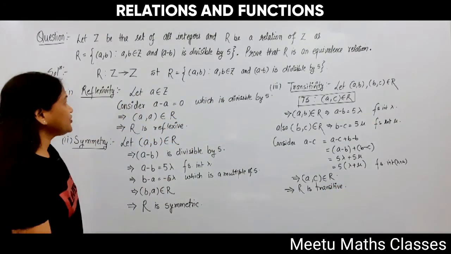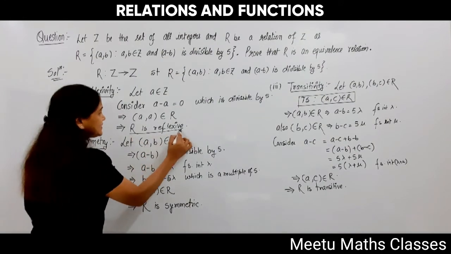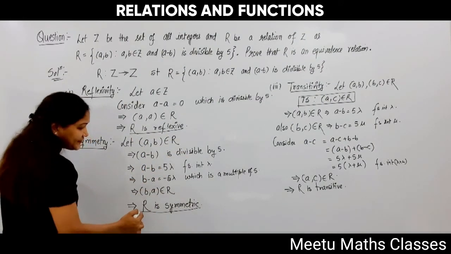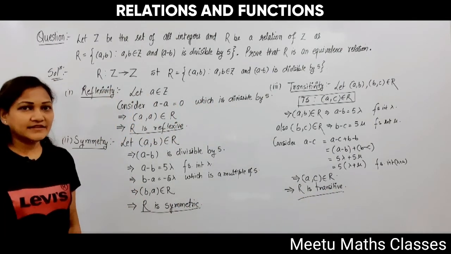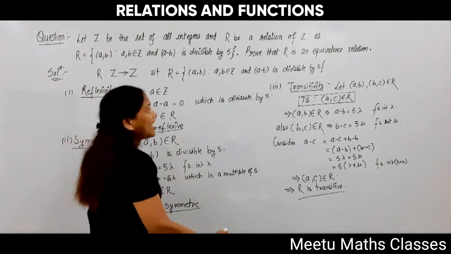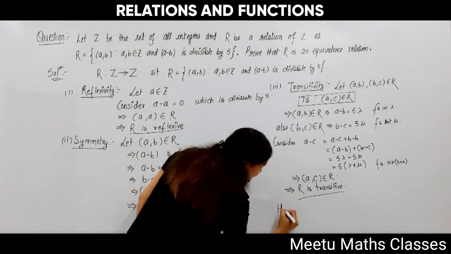Now if a relation R is reflexive, symmetric and transitive also, then we can conclude that R is an equivalence relation.